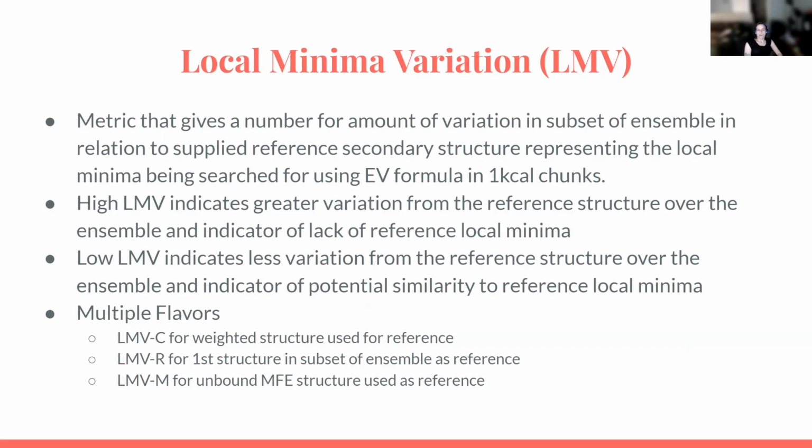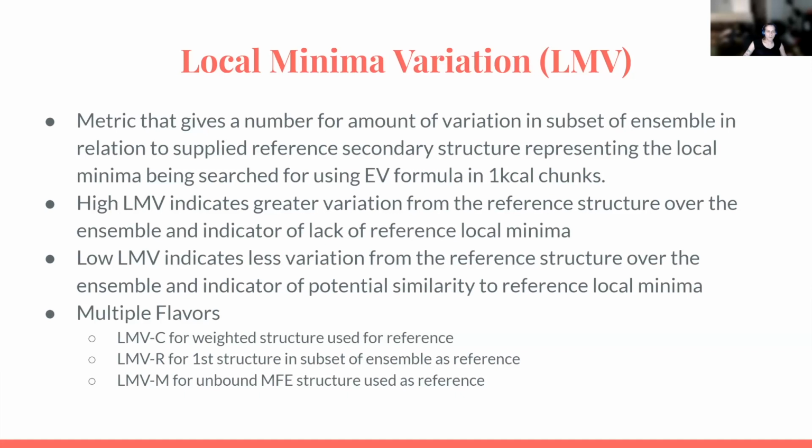So local minima variation is a number that represents how much variation you have, but in reference to a local minima that you're looking for. The higher the local minima variation value, thus the higher the EV value, the more it indicates a lack of a reference local minima in the structure you're looking at. A lower value indicates that whatever you're investigating in that structure is present in whatever other structure you're looking at.